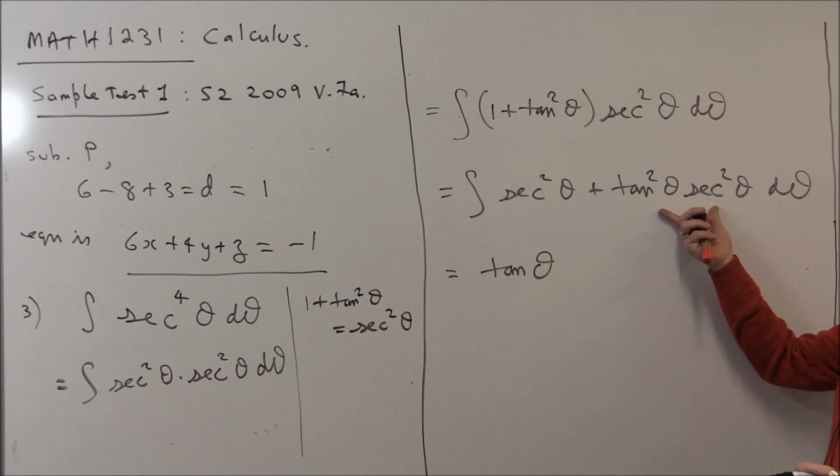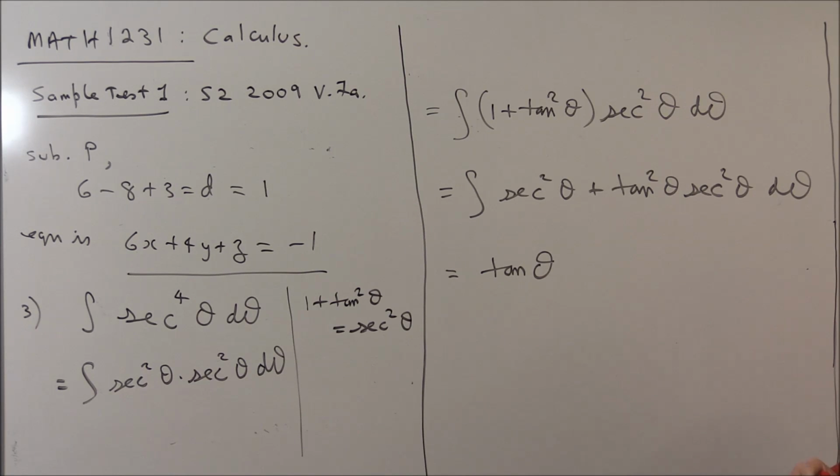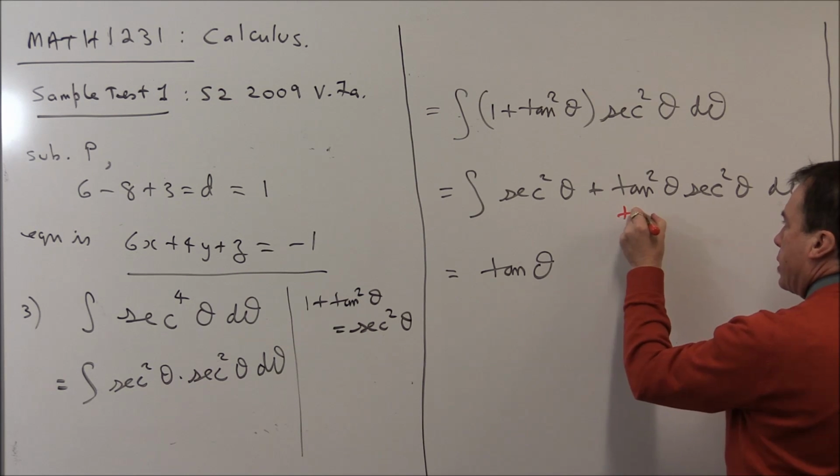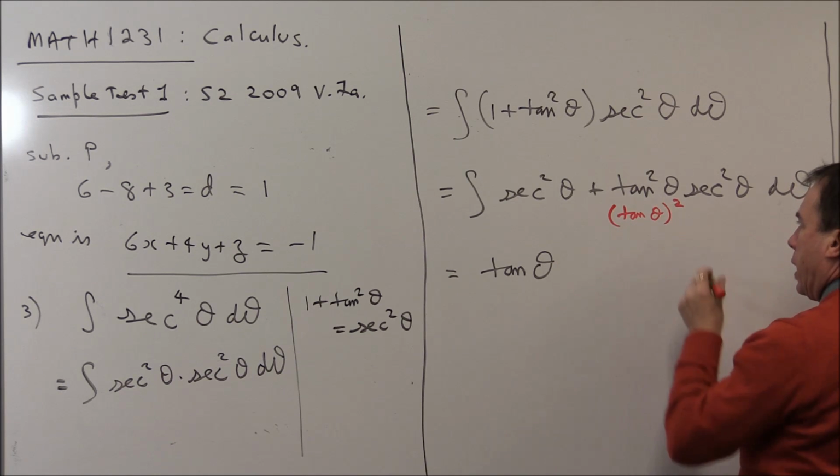Now for this one, you can make heavy weather of it and you can put in substitutions, you can put u equals tan theta and spend another 5 lines doing it all out. I just, at this stage of your mathematics, you should just think of it like this. This tan squared is really just tan of theta all squared.